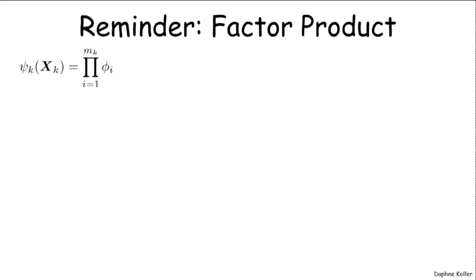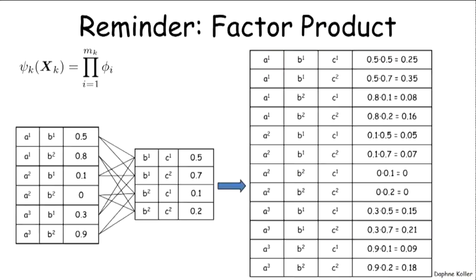And first, let's remind ourselves what factor product is doing. So factor product is taking, in this case, for example, a factor whose scope is AB and one whose scope is BC, and producing a factor whose scope is ABC. Now, let's think about how each of the numbers in this result is produced. So each of these is a product, in this case, of two numbers, one that comes from this table and one that comes from that table.